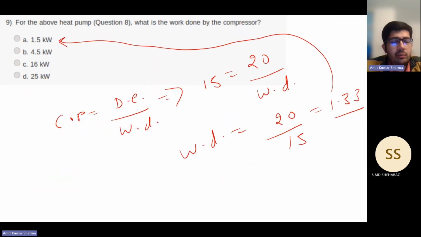So calculate the work done. COP is equal to desired effect upon work done. 15 equals 20 upon work done. So the work done will be 1.33. The nearest option will be 1.5.